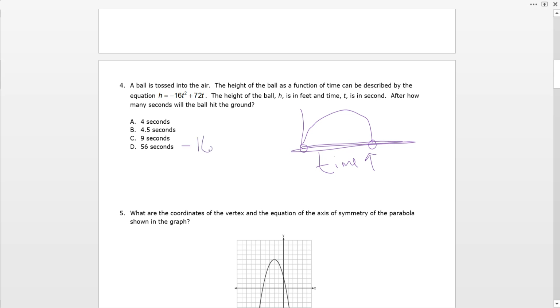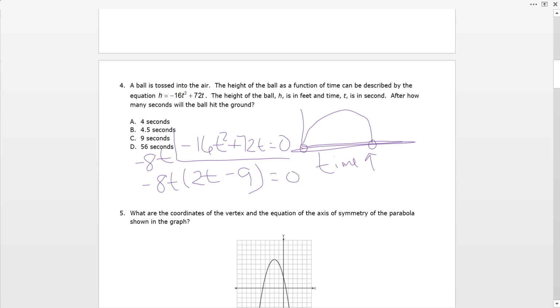So I have negative 16t squared plus 72t equals 0, because I want where the height is 0, where the ball's on the ground. I have a greatest common factor, and it's got a t, and I think it's probably negative 8. You could do 8. Negative 8 just moves my minus sign to where I want it. So if I divide through by negative 8t, I end up with 2t minus 9. So my new equation looks like this.